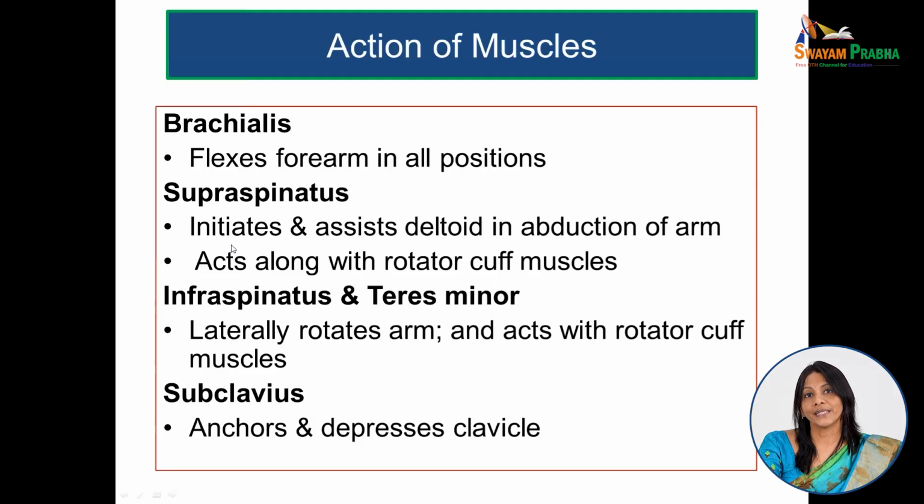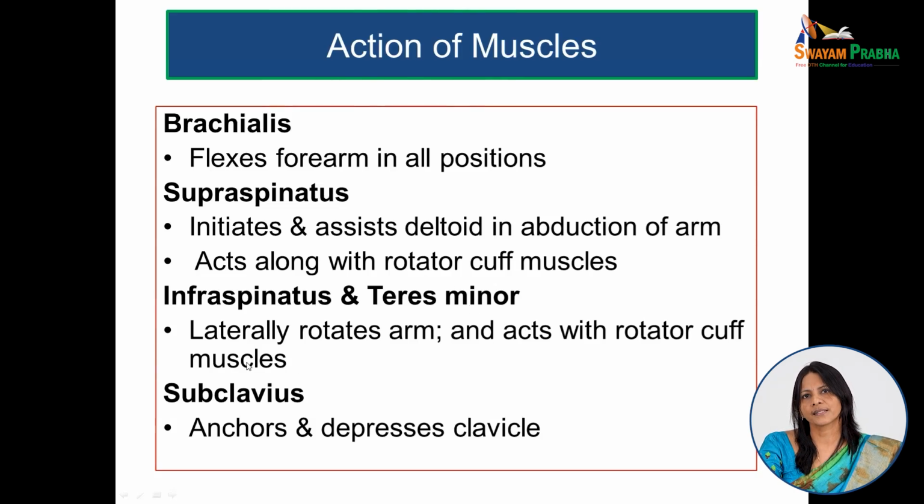Supraspinatus, we already saw, it initiates the abduction of the arm, thereby assisting the deltoid in the abduction of the arm. In addition, it does act along with the other rotator cuff muscles, namely the infraspinatus, teres minor and subscapularis, to stabilize the shoulder. The infraspinatus, which is innervated by the suprascapular nerve, laterally rotates the arm along with teres minor. Teres minor is supplied by the axillary nerve.